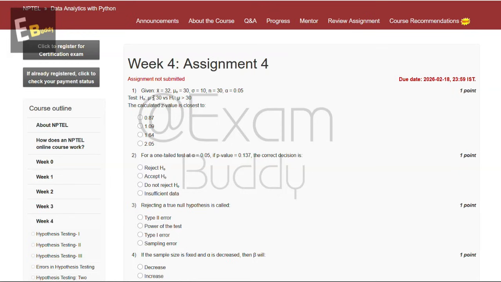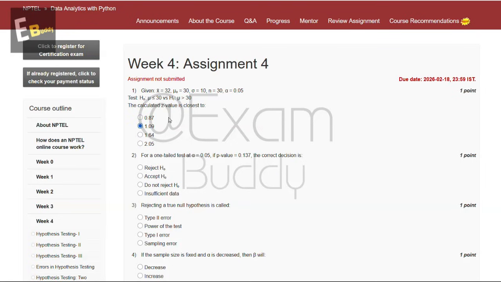So the first question is, given x bar is equal to 32, mu naught is equal to 30, sigma is equal to 10, n is equal to 30, alpha is equal to 0.05. Test H0: mu less than or equal to 30 versus H1: mu greater than 30. The calculated z value is closest to, so these are the options: 0.87, 1.09, 1.64, 2.05. So the answer for our first question is B, 1.09.